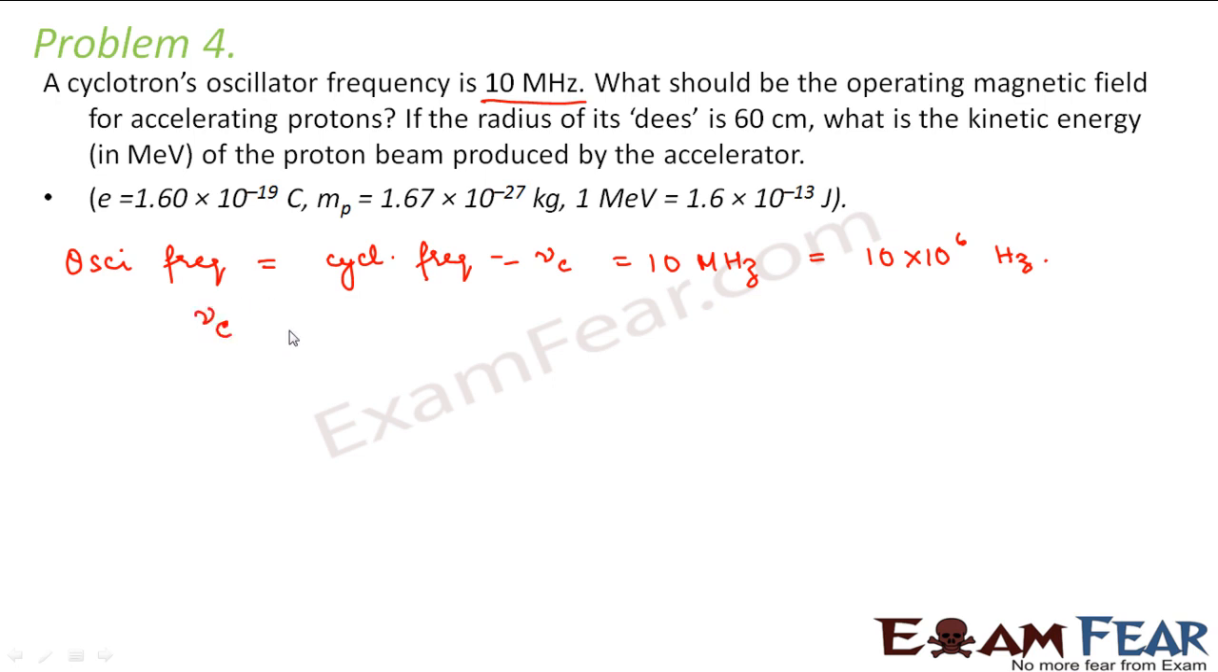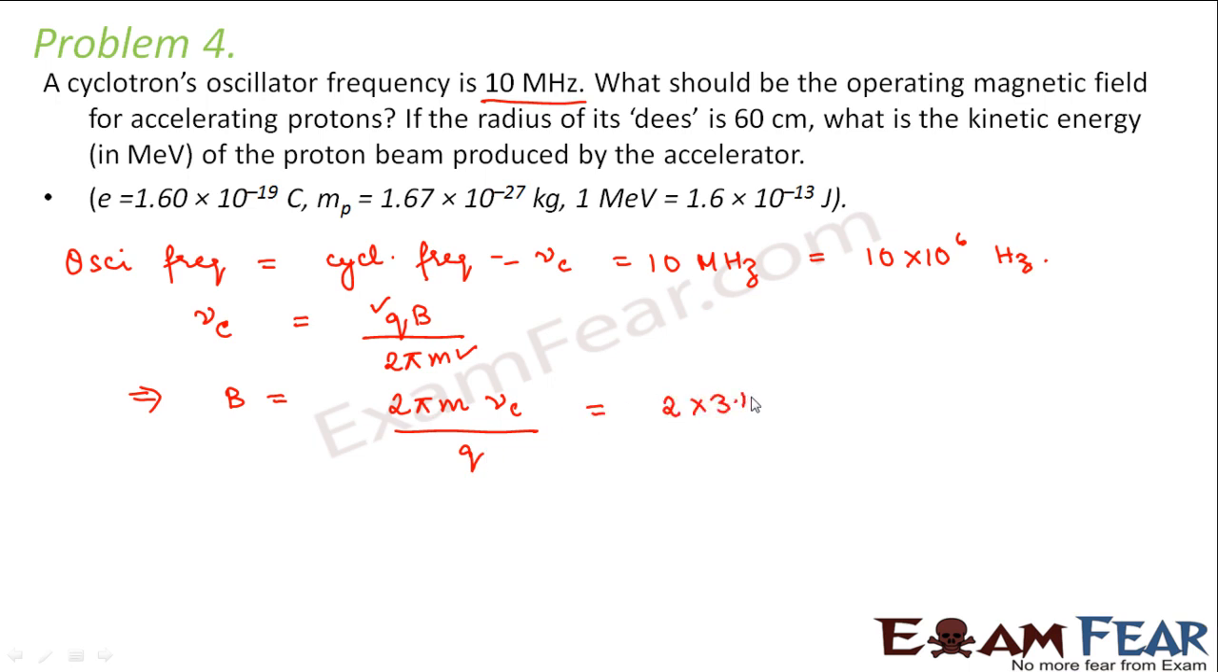Now, we know that the cyclotron frequency is given by qB divided by 2 pi m. Now, here we know the charge on a proton and the mass of a proton. So, we can calculate the value of the magnetic field. So, this comes out to be 2 pi m into nu c divided by q. So, you can put these values. m is mass of proton, which is 1.67 into 10 to the power minus 27.